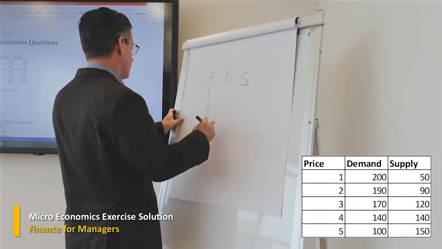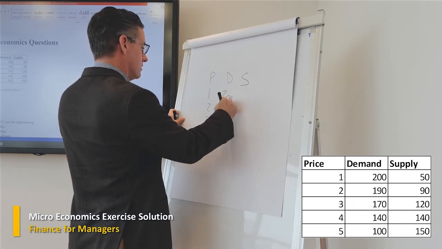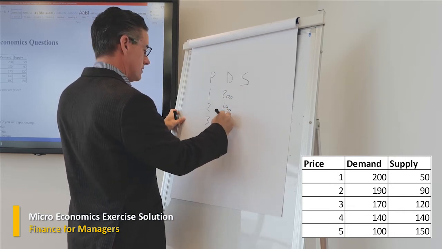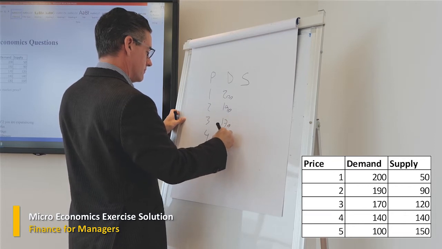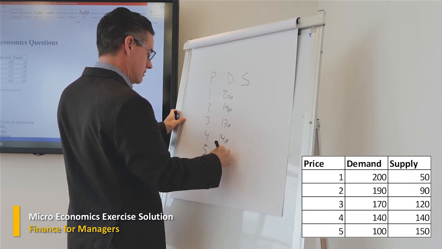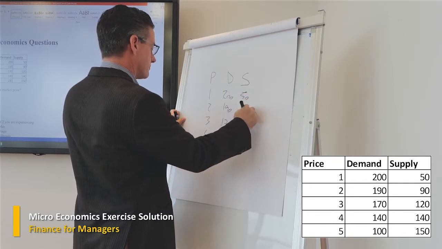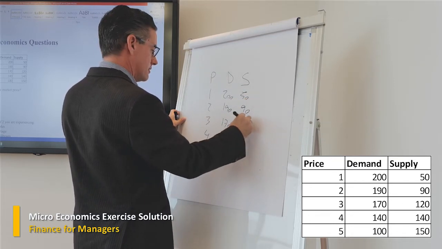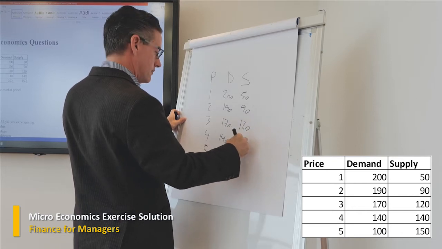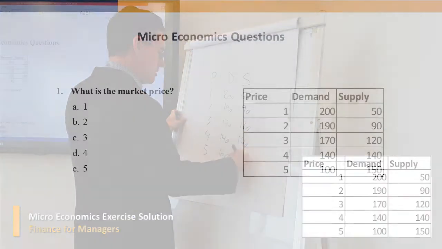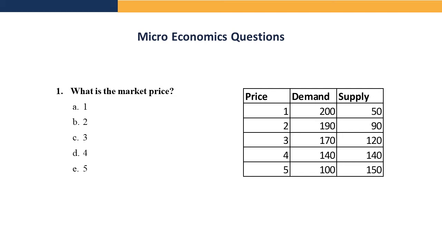Demand is going 200, 190, 170, 140, and 100. Supply is going 50, 90, 120, 140, 150. Okay, so question number 1 is asking you guys, where is the market price?